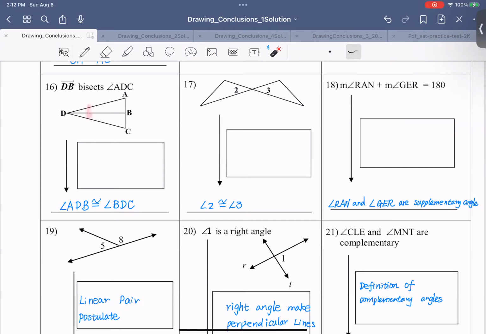Yeah. And how about this? You say angle 2 congruent angle 3 because it's vertical angle. And then for here, what do you write down? What you should say? Is it the definition of supplementary?